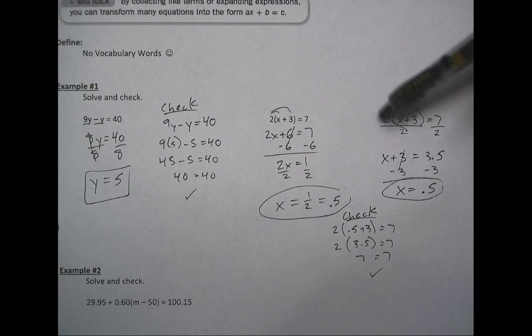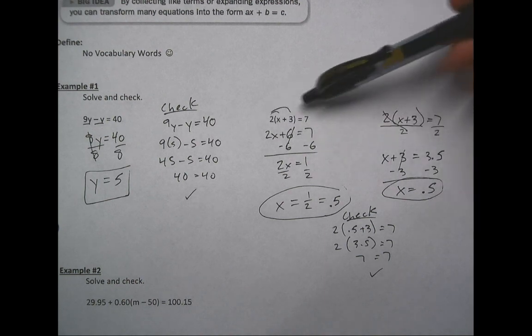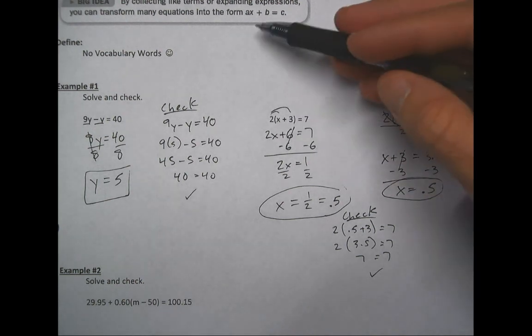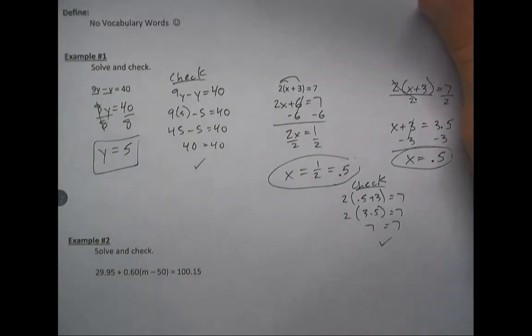If you want to clear out the front, you can. Again, this is multiplication of two quantities, so you can divide and get rid of it. Or go ahead and use your distributive property and create an equation that's in that nice ax plus b equals c form, and then we know how to solve it from there. All right, sliding down now.